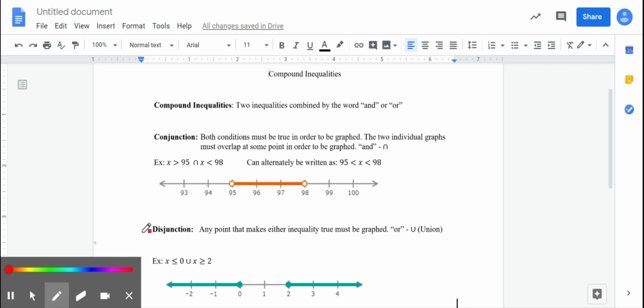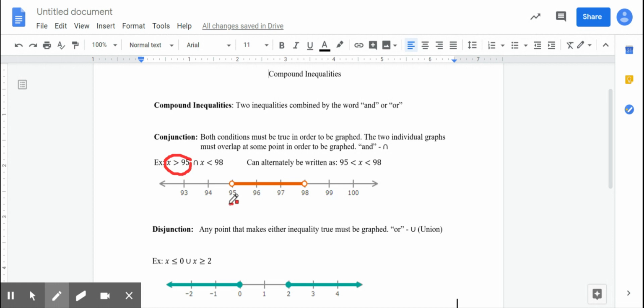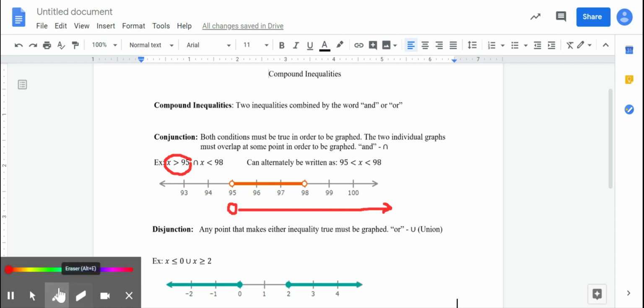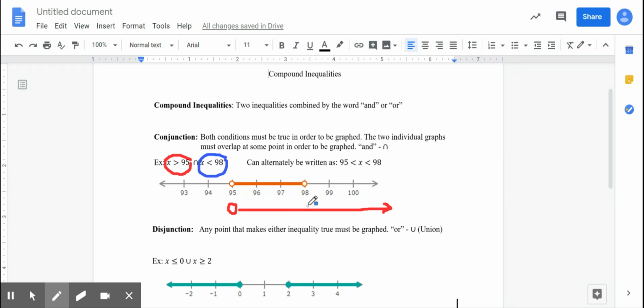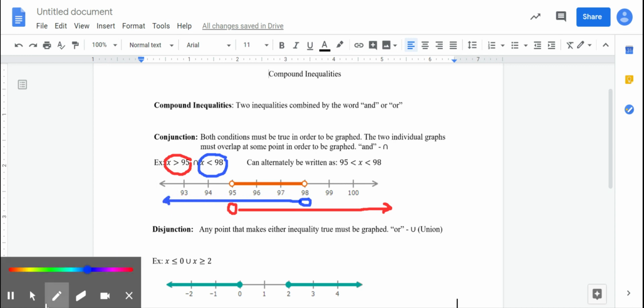Now, I'm just going to do a little drawing to show you. If I was ignoring this and was just focused on this right now, x is greater than 95, well, that graph would be an open circle at 95 and everything greater than that, everything heading in that direction. Let me change the color. Now, if I was only focused on x is less than 98, that graph would have been an open circle at 98 with a line heading this way.